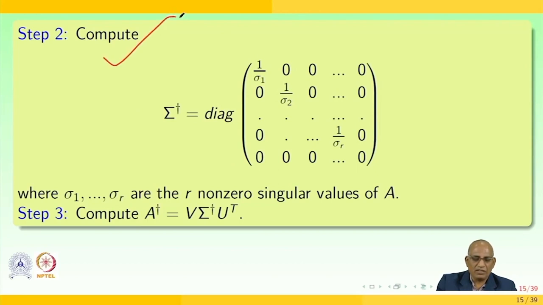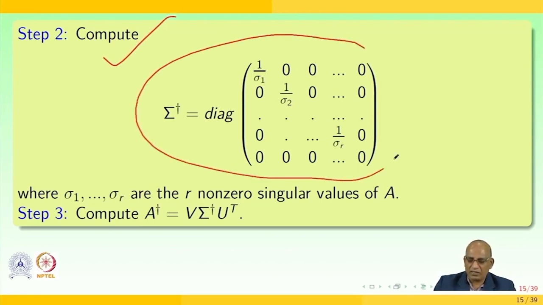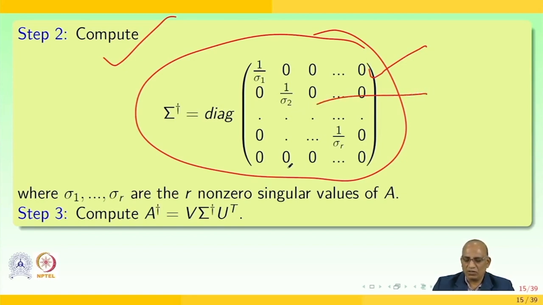Step 2 is compute the matrix sigma plus, which is the diagonal of 1 over sigma 1, 1 over sigma 2, and so on, with the last ones being zeros, where sigma 1, sigma 2, up to sigma r are the non-zero singular values of the matrix A. And step 3 is compute A plus as V times sigma plus U transpose.